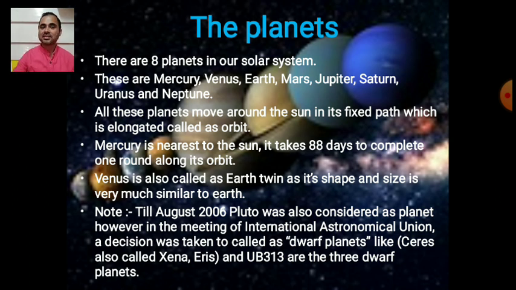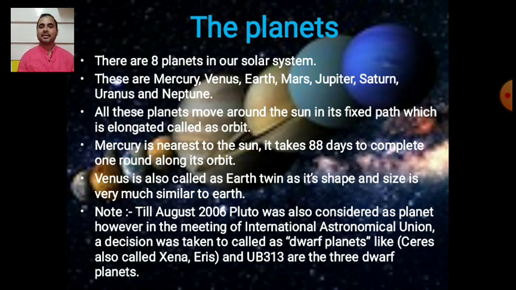It means the path in which all the planets move around the Sun. What kind of path is that? That is an elongated path. Okay, and the path in which the movement of the planet occurs is called what? The orbit. Orbit means when any planet moves around the Sun in its fixed path, that is called its orbit.